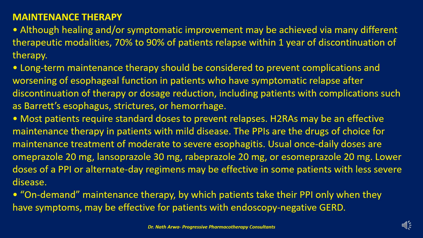3. Most patients require standard doses to prevent relapses. H2 receptor antagonists may be an effective maintenance therapy in patients with mild disease. The proton pump inhibitors are the drugs of choice for maintenance treatment of moderate to severe esophagitis. Usual once-daily doses are omeprazole 20 mg, lansoprazole 30 mg, rabeprazole 20 mg, or esomeprazole 20 mg.